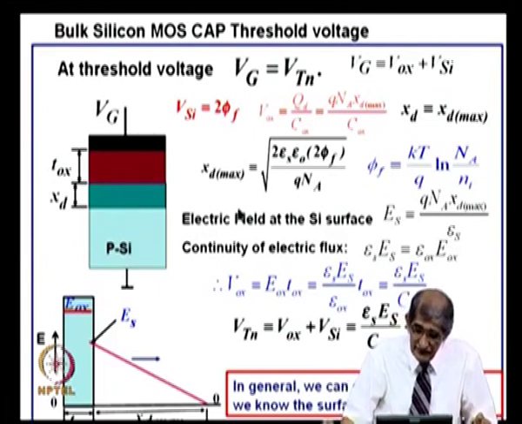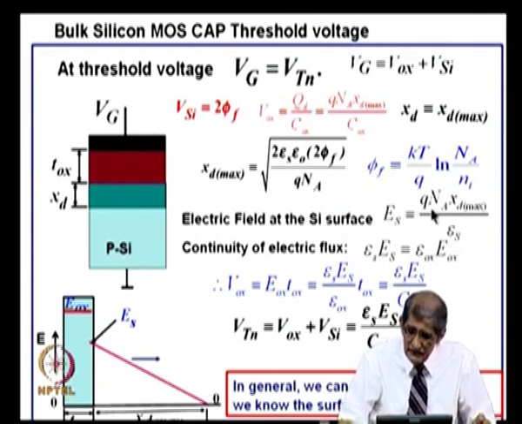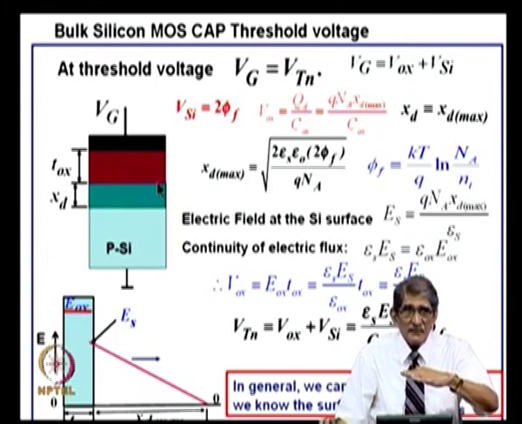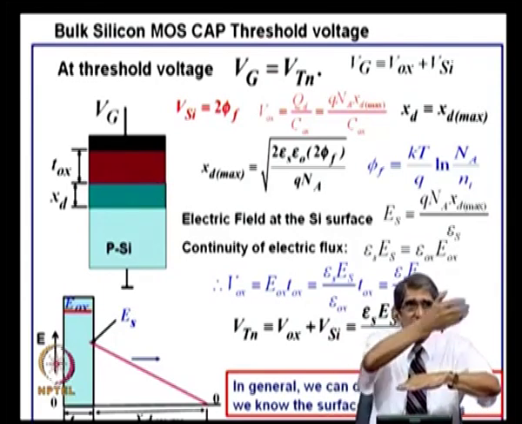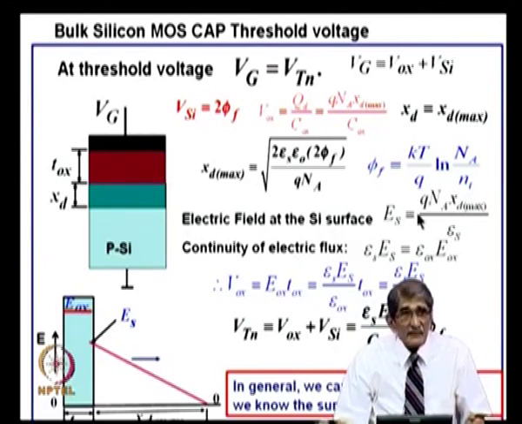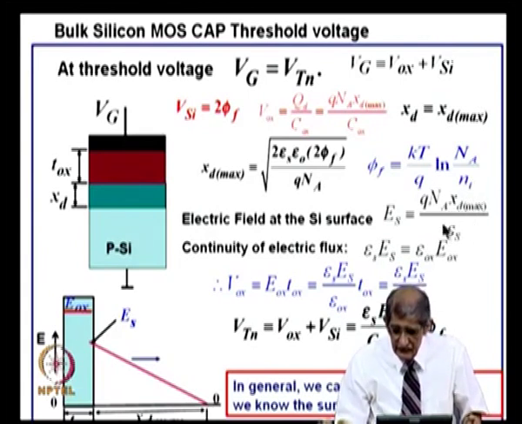Now, look at the other way. What is the charge related to? How is the charge related to the field on the surface? If you apply Gauss law to the top of the silicon surface, which is part of the infinite surface, per centimeter square, the charge is Q N A X T maximum. Charge divided by epsilon s is field, Gauss law.